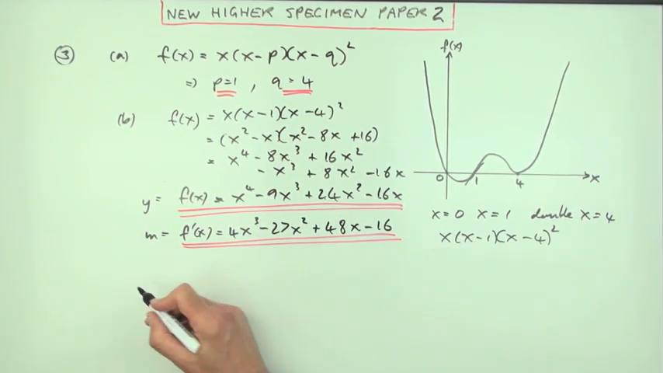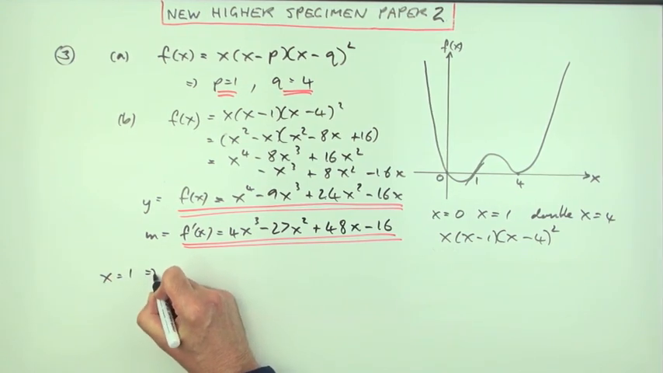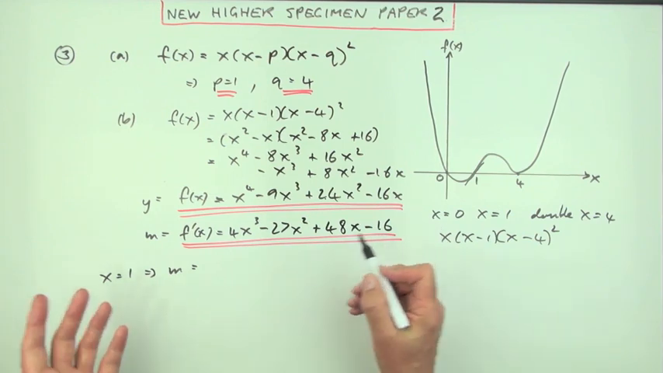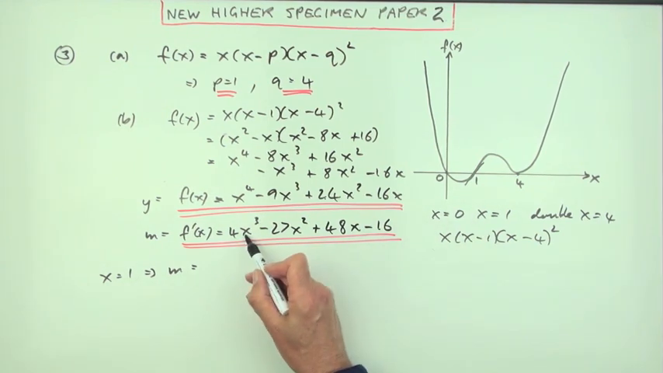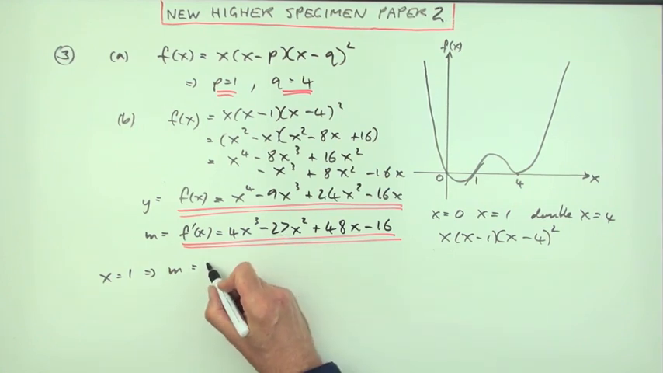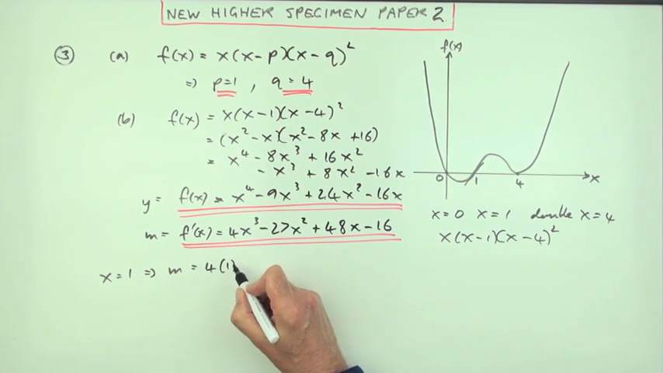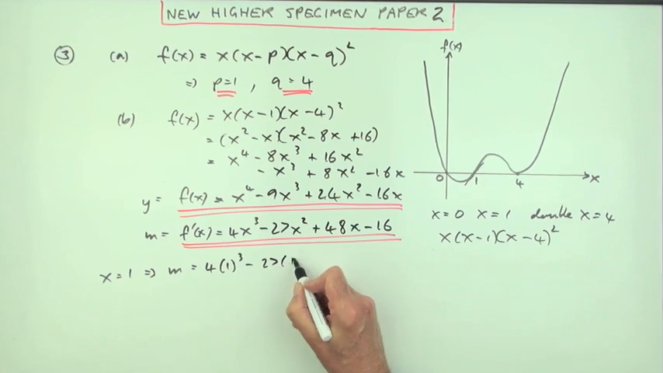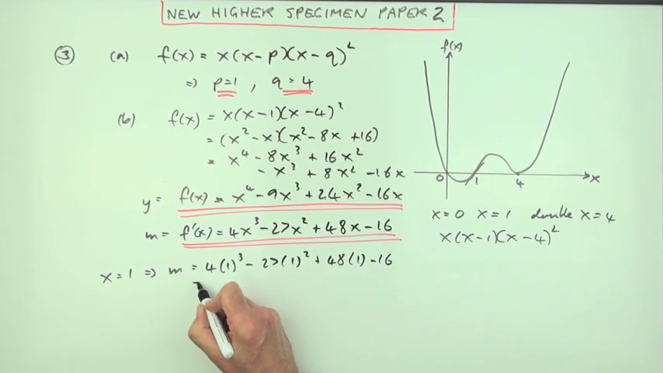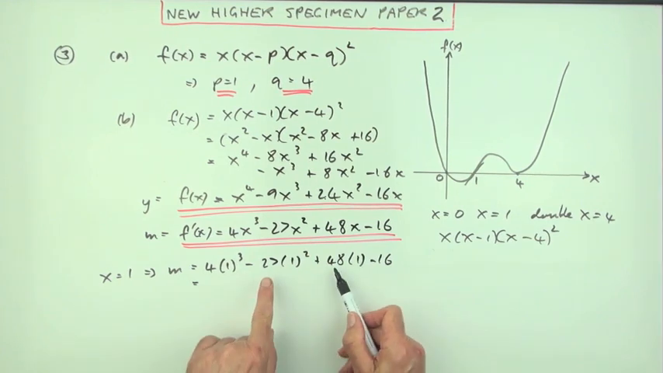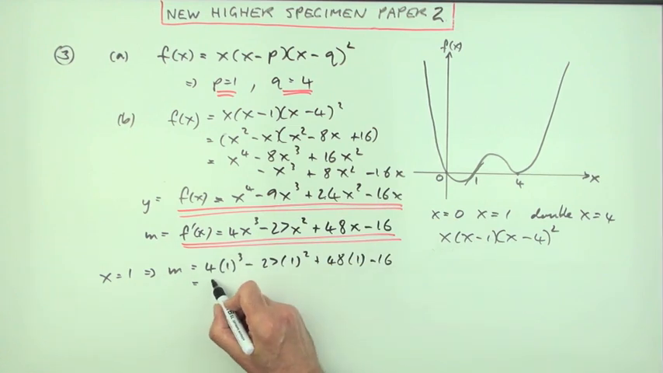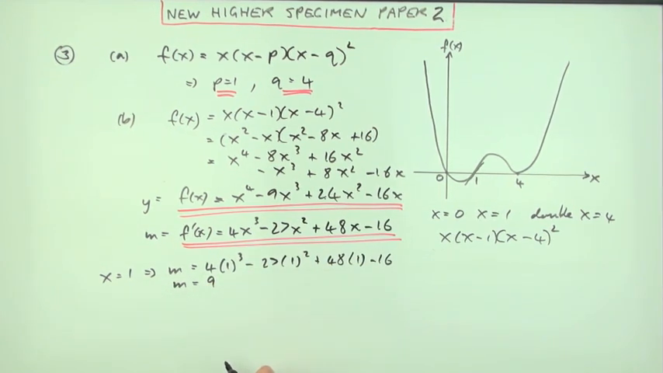So if it's at x equals 1, I can say this. If x equals 1, that means the gradient will be, so it's just replace 1s into this. Now 1 to any power is just 1, and multiplying by 1 doesn't do anything, so it is just 4 take away 27, but maybe I should show the substitutions. 1 to the power 3, 1 to the power 2, just 1, minus 16. So that's going to be 48 take away 27 is 21, take away 16 is 5, and 4 is 9, so the gradient is 9.